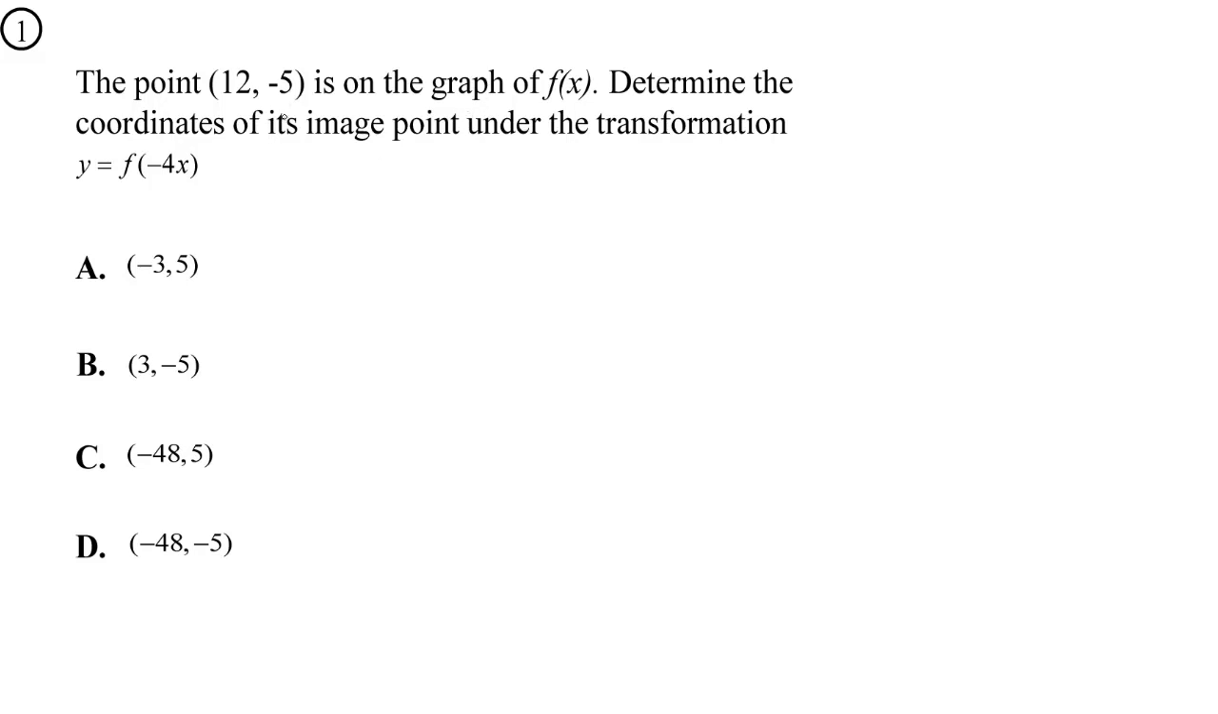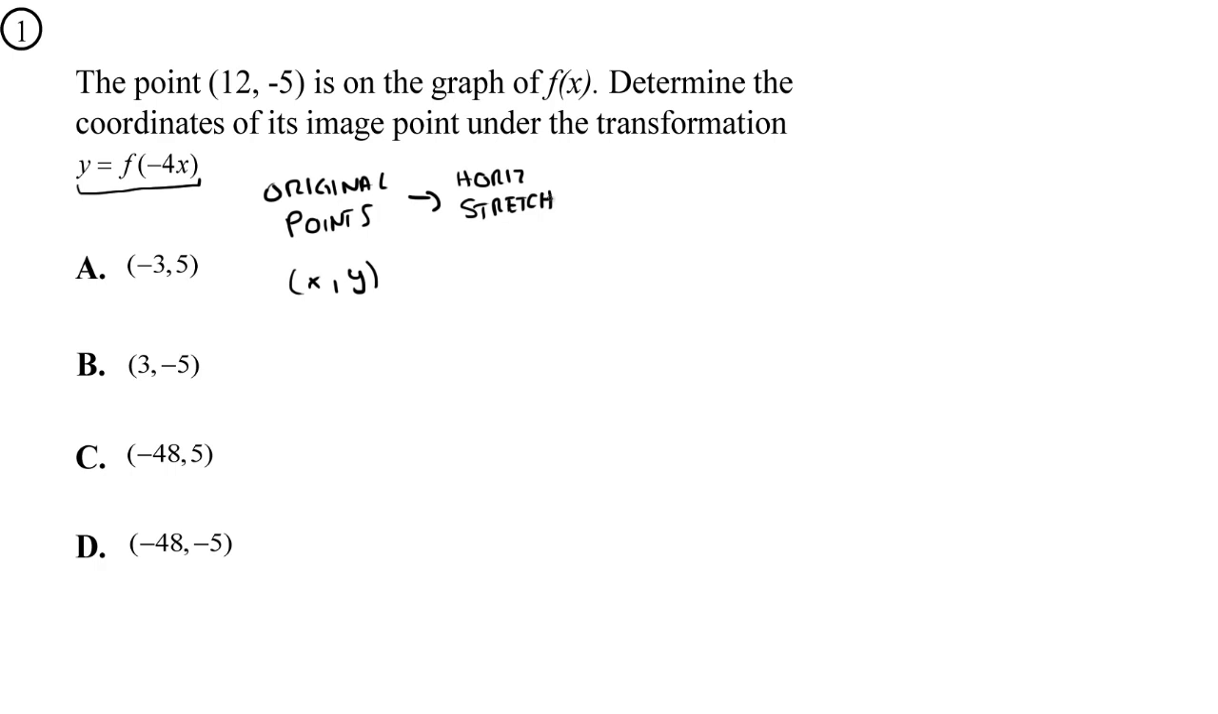So the point (12, -5) undergoes the transformation that we see here, y equals f of negative 4x. Before we do this, let's just look at how these transformations change the point (x, y). So let's start off with our original point, x, y. And the first transformation that we always do is the horizontal stretches.